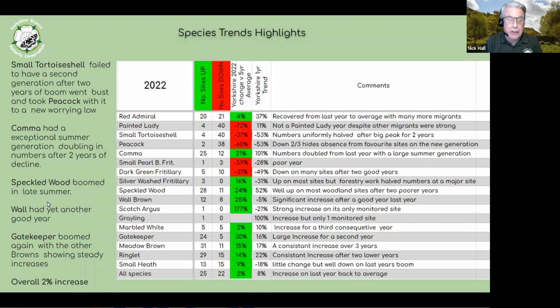I guess the other big story, sad story really, is small tortoiseshell. It almost failed to have a second generation, apart from in the upper and the cooler areas of the counties. After 2 years of booming, when we'd never seen so many small tortoiseshells, it went firmly bust. And unfortunately, it took peacock with it. And both of them are at a very worrying low. I really don't know what's going to happen in the next few weeks to both those species.